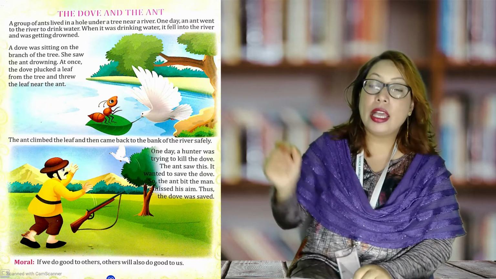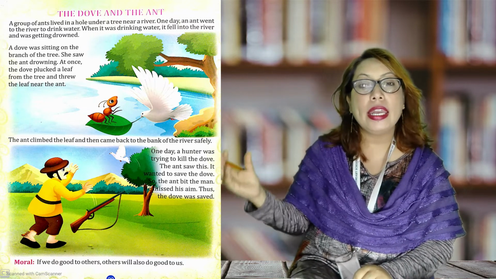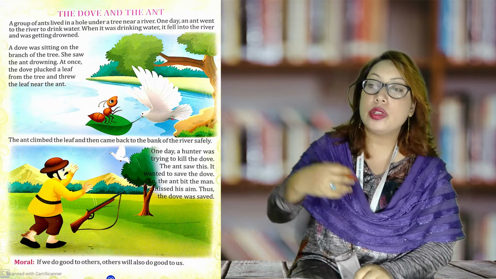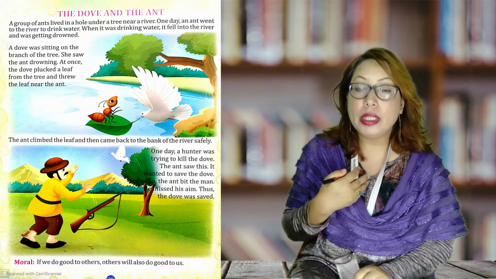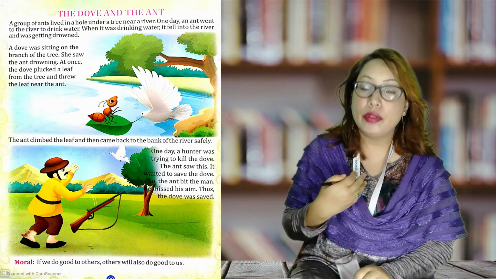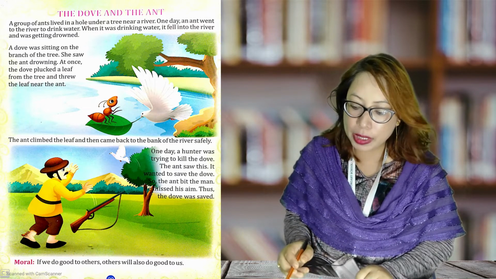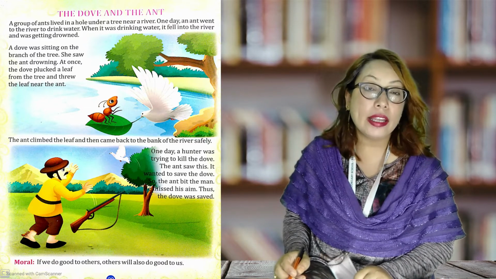But then the ant saw it, and the ant is very tiny. How will the ant help the dove, right? The ant is very tiny. It wants to save the life of the dove because it had also been saved by the dove, right? It wanted to save the dove, so the ant bit the man. He missed his aim. So what did the ant do here?